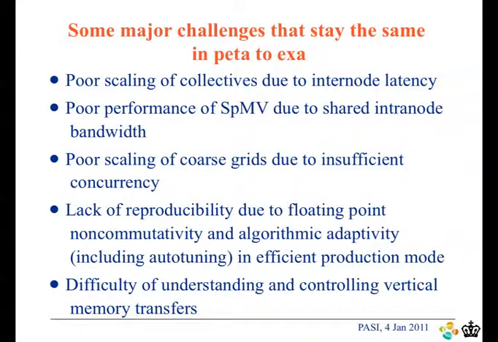Almost every drawback of the exascale is simply an exaggeration of an inefficiency that we face today. So: poor scaling of collectives, poor performance of sparse matrix-vector, poor scaling of coarse grids, lack of reproducibility due to floating point non-commutativity, difficulty of understanding and controlling the vertical memory transfers. We already are working on these problems. They only get worse, but they're not new problems at the exascale.